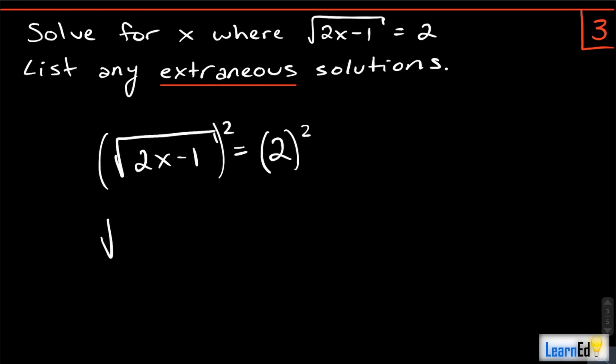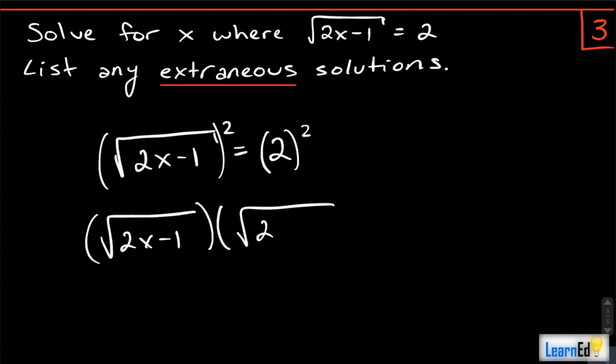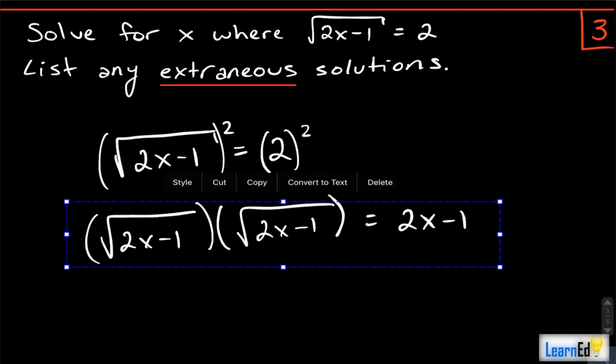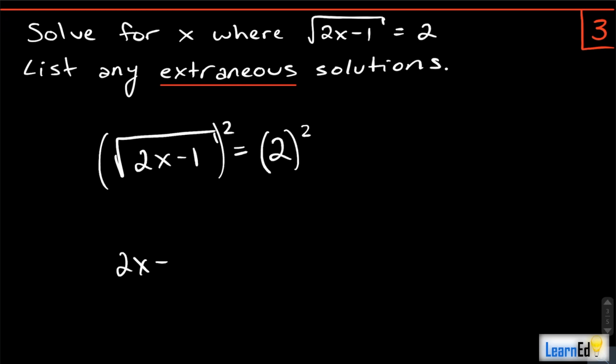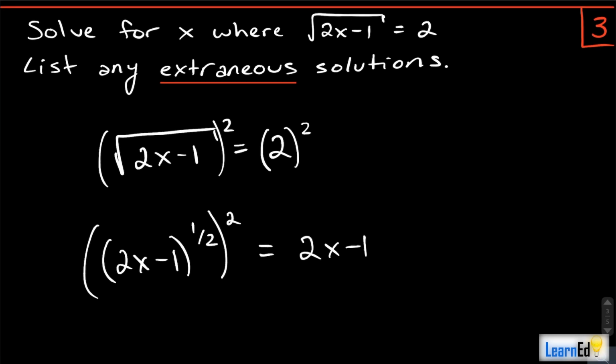Because this thing squared is just rad 2x minus 1 times rad 2x minus 1, right? Which is 2x minus 1. Okay? You can also think about it in another way. You can think about it as 2x minus 1 all to the 1/2, which is what this radical is, okay? And then that is squared, right? And, well, when you have an exponent to an exponent, you multiply them. And so you get 2x minus 1 to the first power, which is just 2x minus 1.